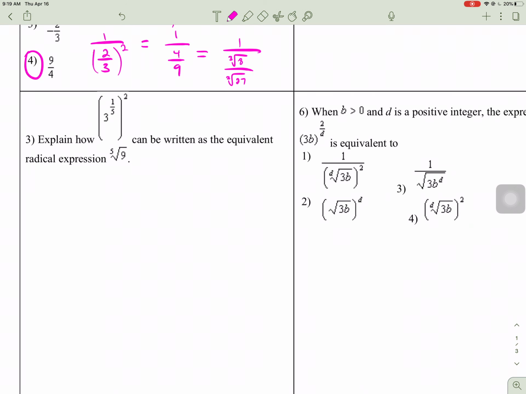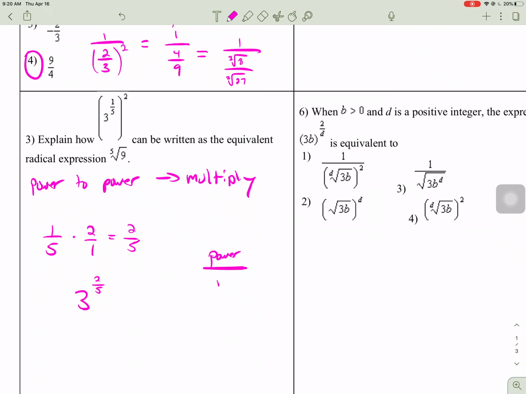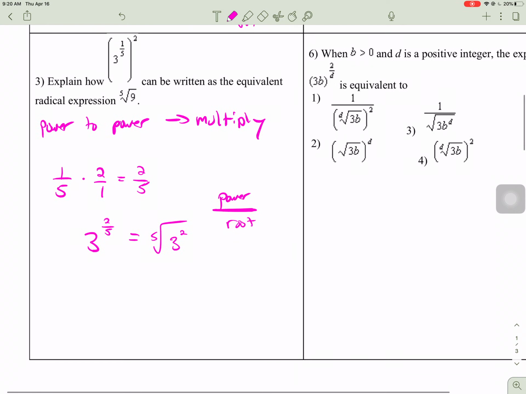Explain how 3 to the 1/5 squared can be written as an equivalent radical expression, the fifth root of 9. Well, power to a power, multiply. So we get 3 to, what is 1/5 times 2 over 1? It's 2/5. So you get 3 to the 2/5, and then again, power over root. So this is the fifth root of 3 squared. Well, what's 3 squared? 9. So it's the fifth root of 9.